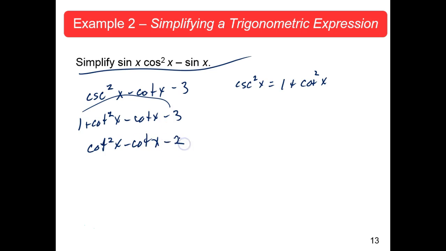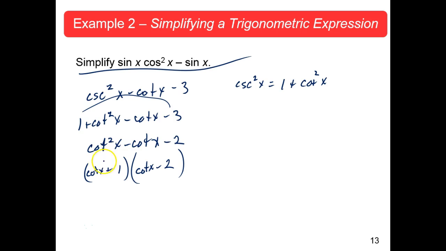So we have cotangent squared x minus cotangent x minus 2. Now we see if we can factor. I think we can now. What's the only possible factor of cotangent squared? Cotangent x times cotangent x. Where do we look next? The sign of the last term is negative. That tells you these have to be different, 1 plus and 1 minus. And then what's the only possible factorization of 2? 1 and 2, in that order.